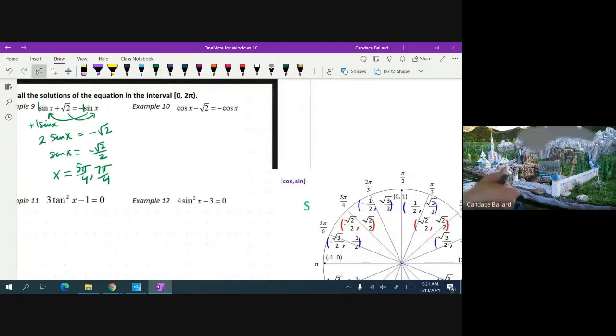So we've got cosine. What am I going to do to move this cosine to the right side? So what operation do I need to do? Add, subtract, multiply, divide. Help me out. I want to see everybody in the chat there. Okay, we are definitely going to add that over.